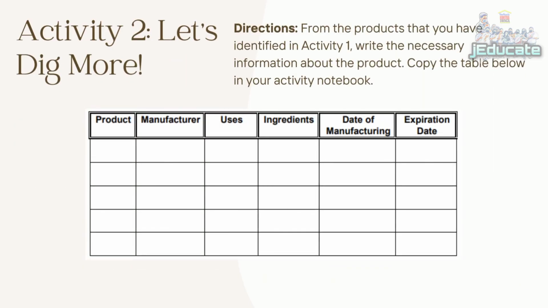Activity number 2. Let's dig more. Directions. From the products that you have identified in activity number 1, write the necessary information about the product. Copy the table below in your activity notebook.